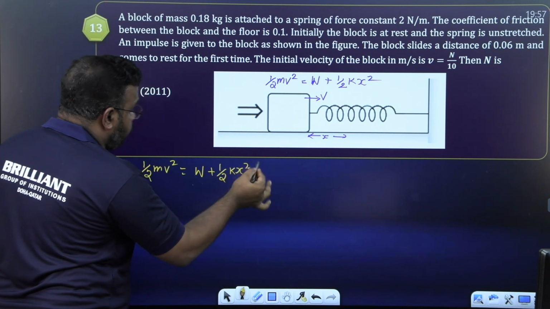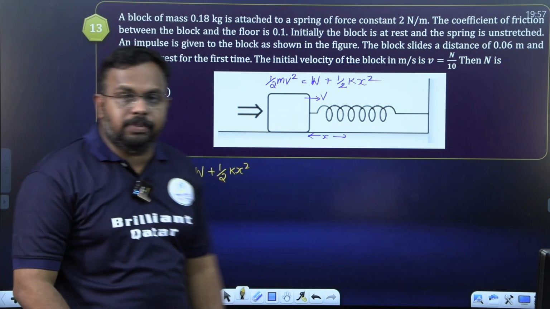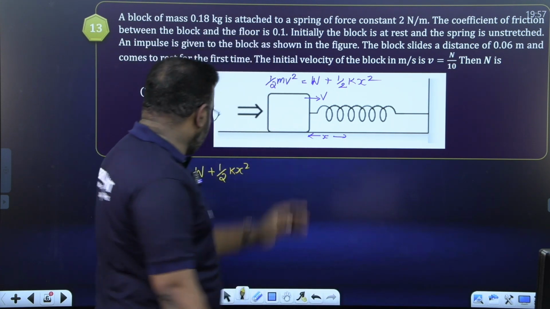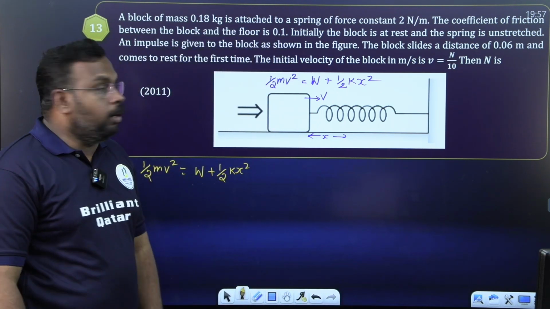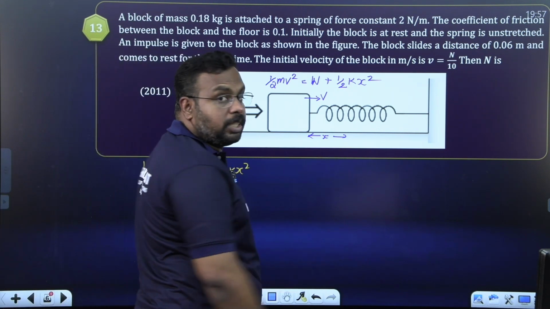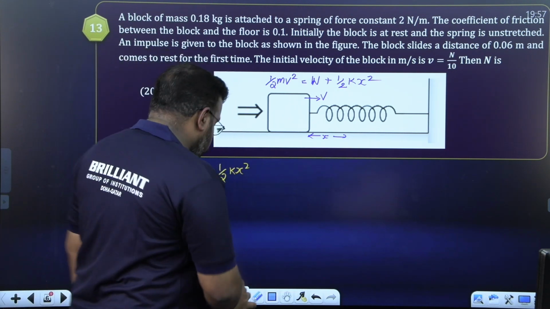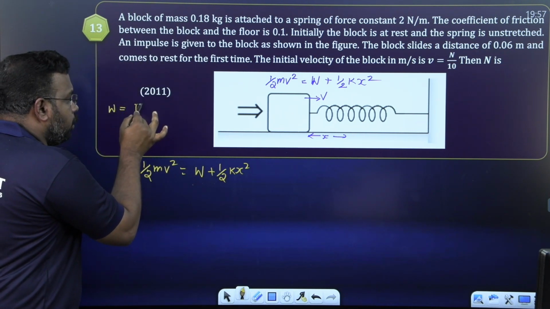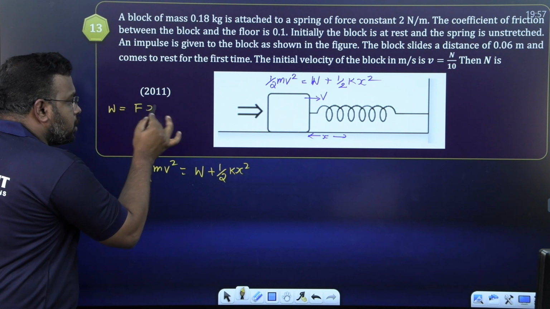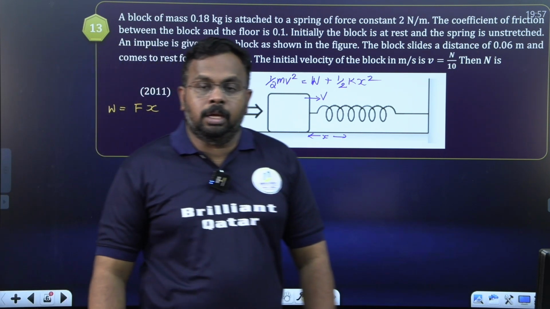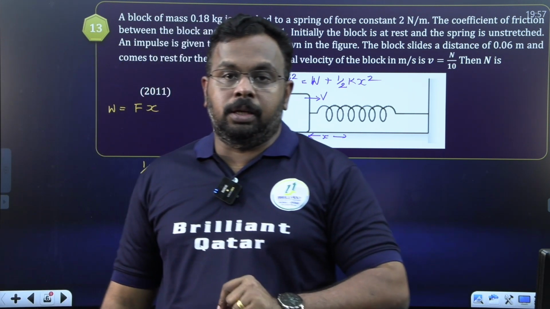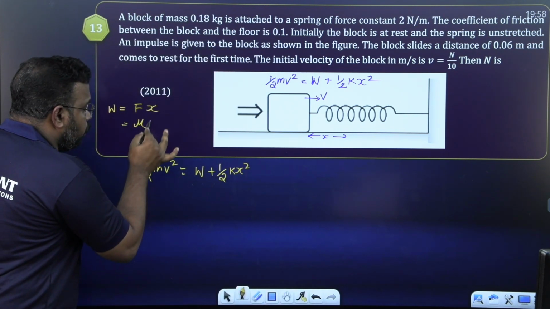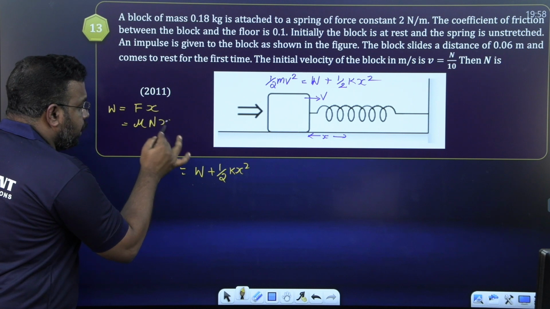Now the only problem here is mass is given, k is given, x is given, everything is there. But the problem is we don't know work done. Work done means here who is doing work? Friction only is doing the work. So work done by friction. If you are taking friction as F, displacement is x, so work done will be F into x. But how to calculate friction? Friction is mu into N, so mu N into x you will get.